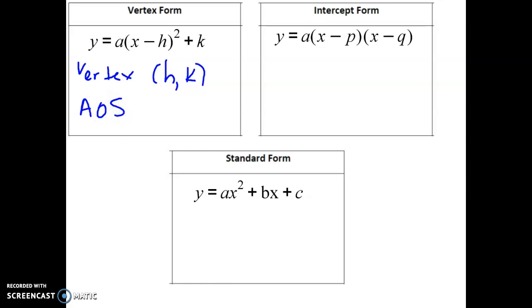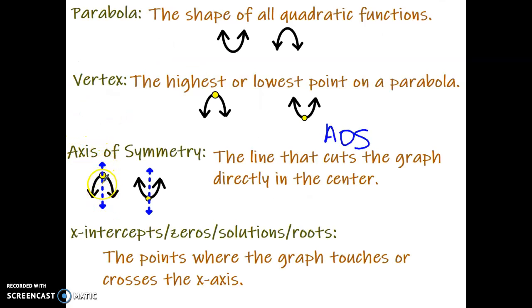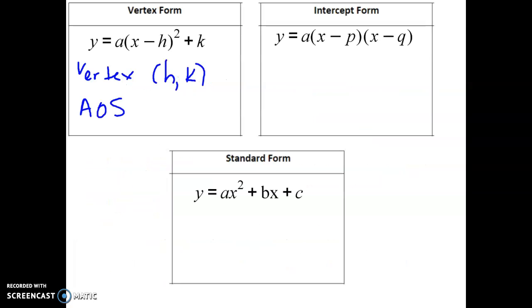We can also, from this form, find the axis of symmetry. You remember from our picture, the axis of symmetry is a vertical line right through the center. Vertical lines have the form x equals a number, and that number is always going to be the h value of the vertex. So whatever we find here for h, we're going to use that same value for the axis of symmetry.